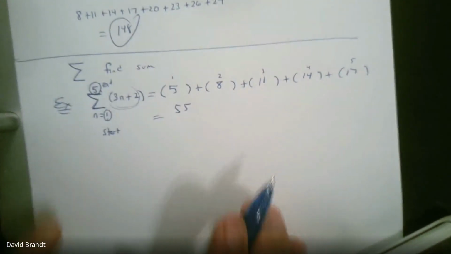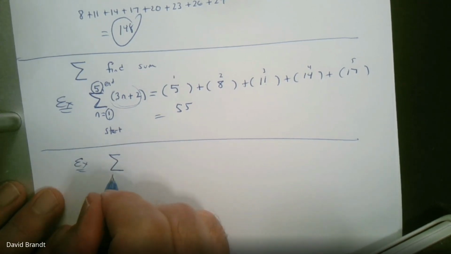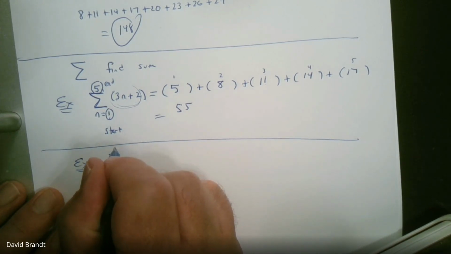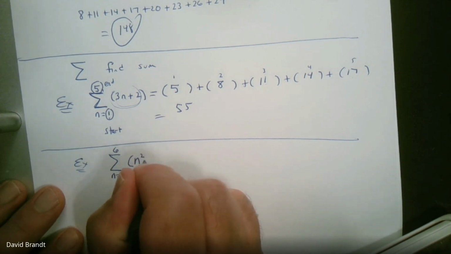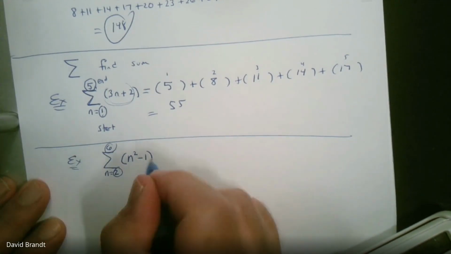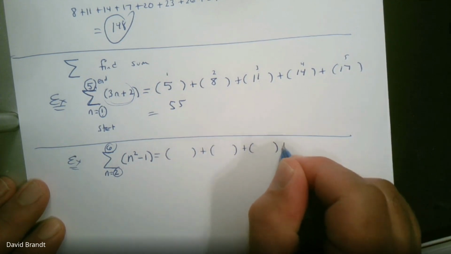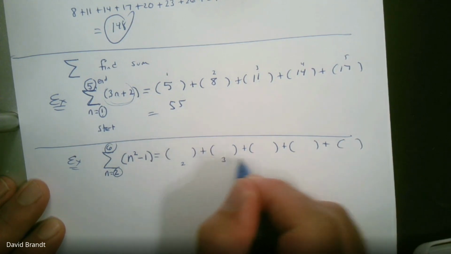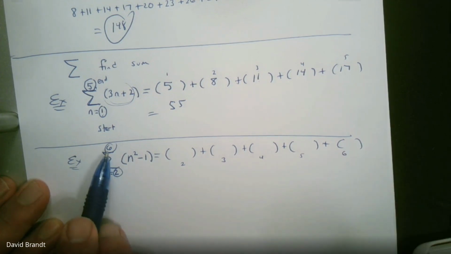Now let's do one more of those. I'm going to write it that way again. Sigma, that means add up. I'm going to start with 2 this time, and end with 6. And I'm going to plug them into this formula, n squared minus 1. So we start with 2, end with 6: 2, 3, 4, 5, 6. We're going to plug in 2, then 3, 4, 5, 6.